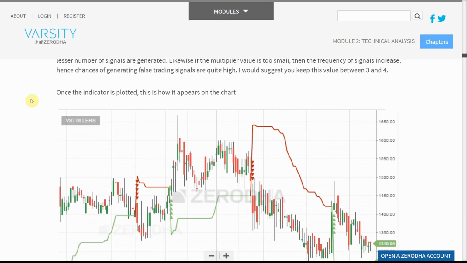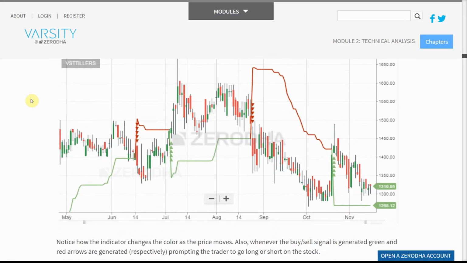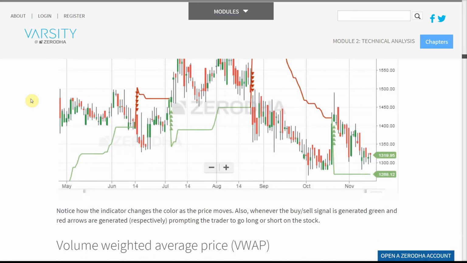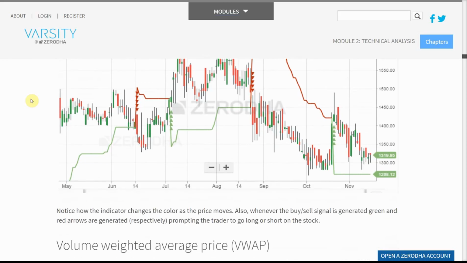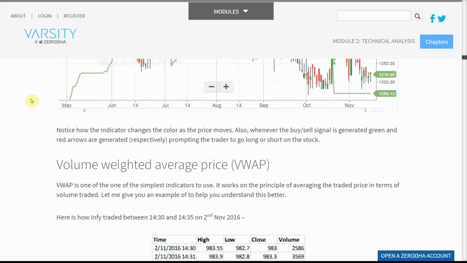Once the indicator is plotted, this is how it appears on the chart. Notice how the indicator changes the color as the price moves. Also, whenever a buy or sell signal is generated, green and red arrows are generated, respectively, prompting the trader to go long or short on this stock.